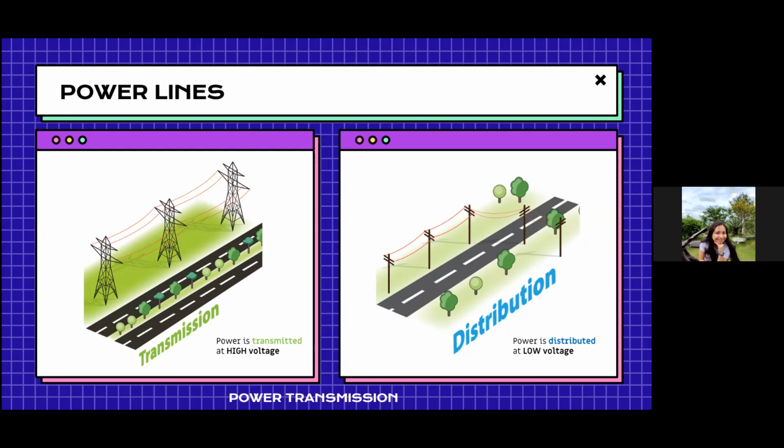According sa na-search ko, the core difference between the two, transmission and distribution, is the distance wherein they transmit power. Mas malalayo kasi interval ng transmission towers compared to distribution poles na halos bawat kanto meron.